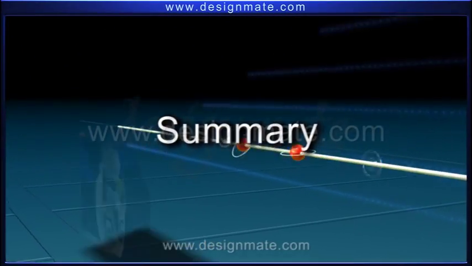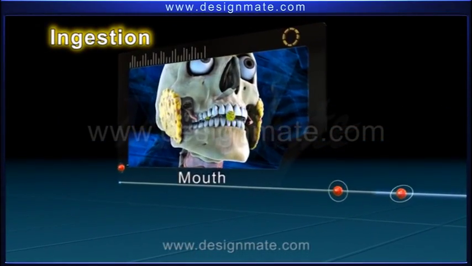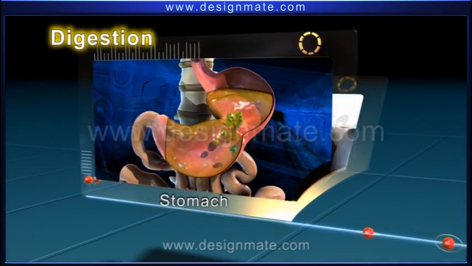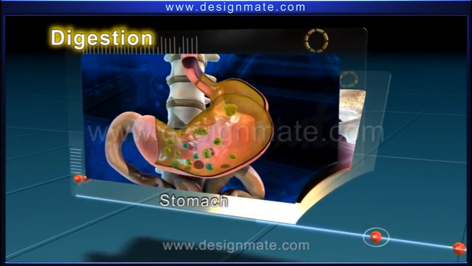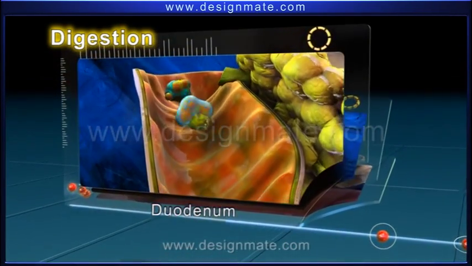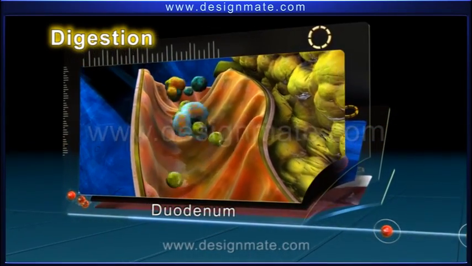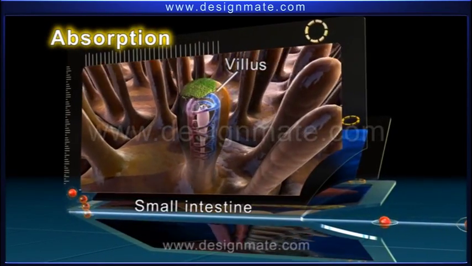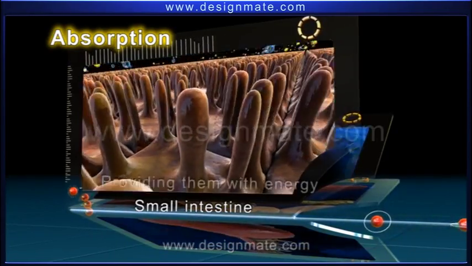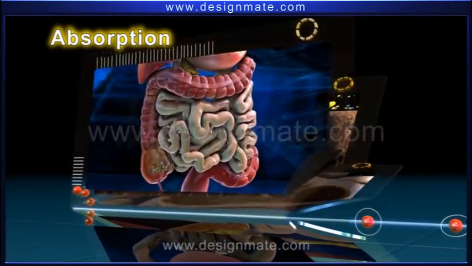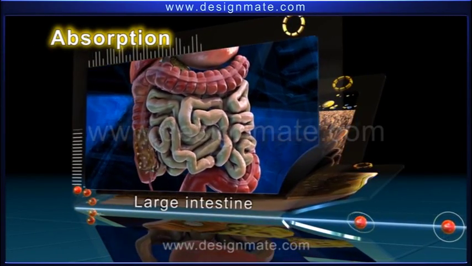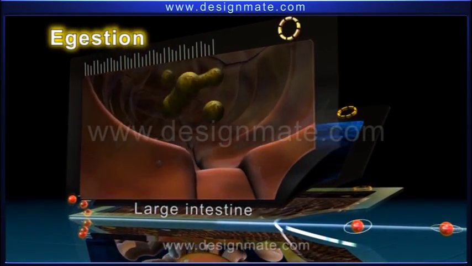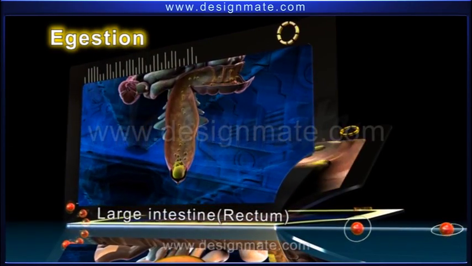To summarize the topic, we see that the complex food that is ingested is acted upon by enzymes in the stomach and broken into simpler food particles. Then in the duodenum, the enzymes act on these particles and further break them into simpler particles, which now can be absorbed by the villi in the small intestine. This food is transported to the various parts of the body, providing them with energy. The undigested food and water molecules move into the large intestine, where the water molecules are absorbed by the intestinal walls, and the undigested food is collected in the rectum and finally excreted.